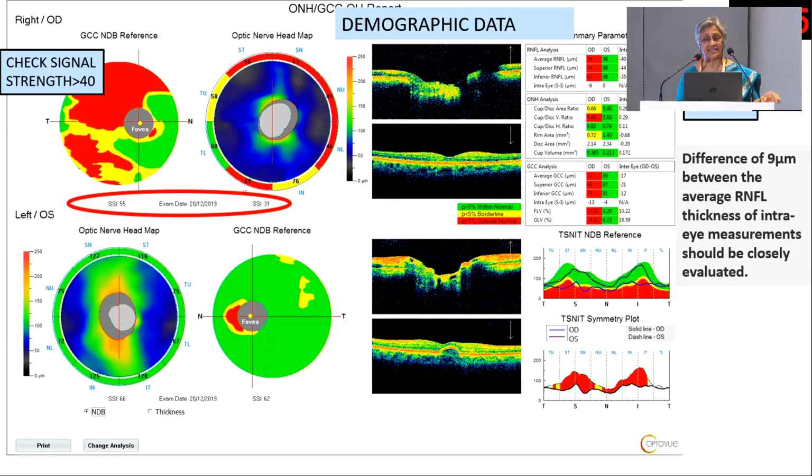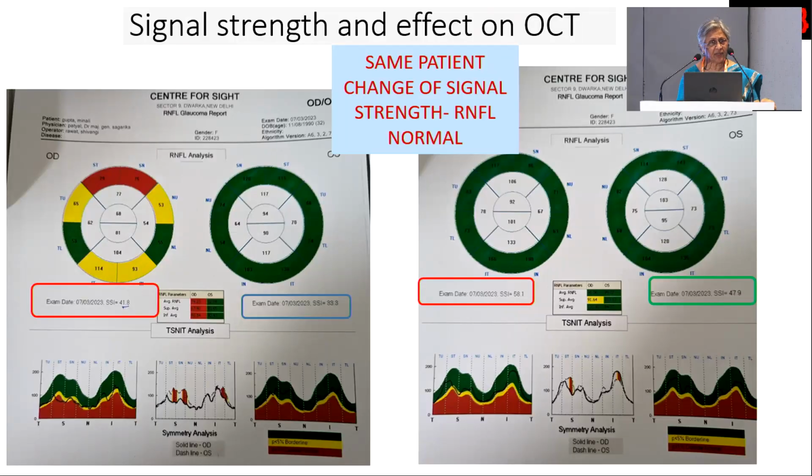We also realized that a difference of 9 microns in the average RNFL thickness between the right and the left eye should be closely followed. Now, look at how the signal strength affects the OCT.